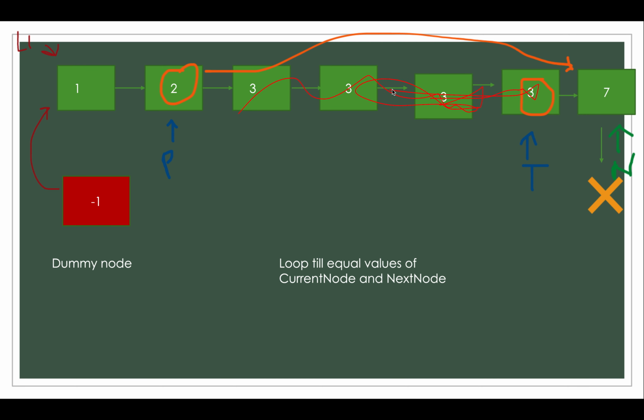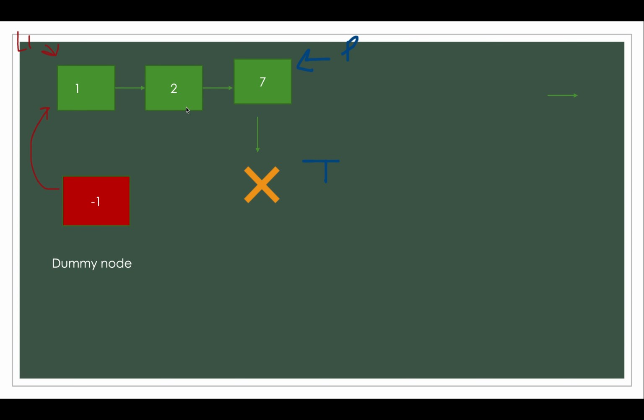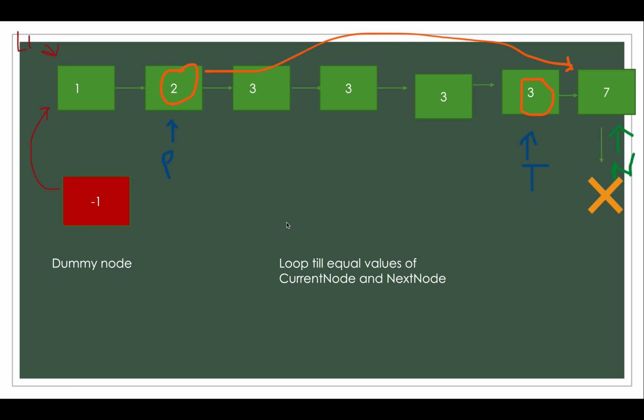And what we are left with, we are left with only 7 and the null value, and we just made a regular increment, previous moves to the next value, since these two are unequal, and the loop terminates. What we need to return in the end, we need to return dummy.next as our starting of the linked list, as the head of the updated linked list. So we will return dummy.next.